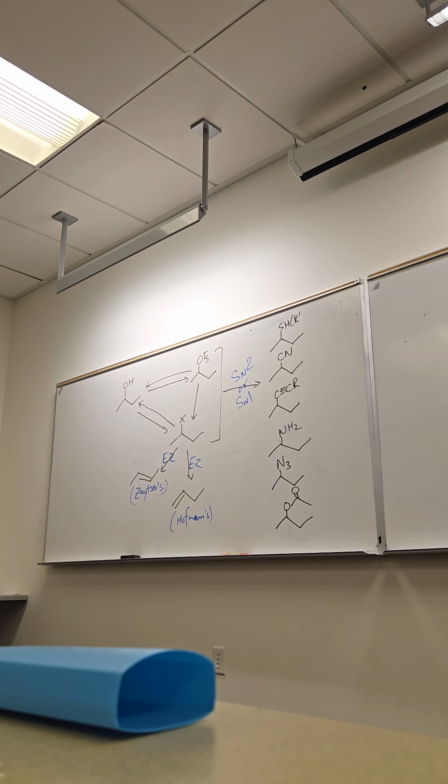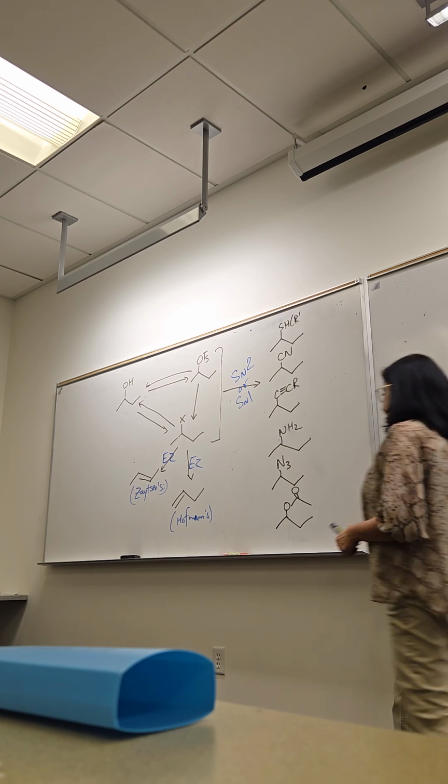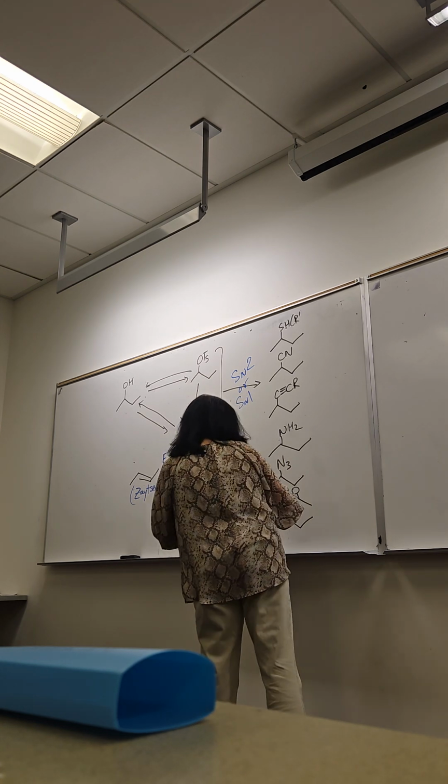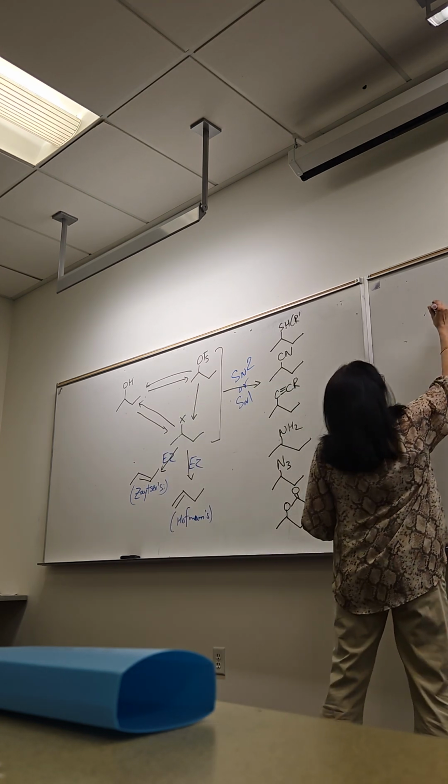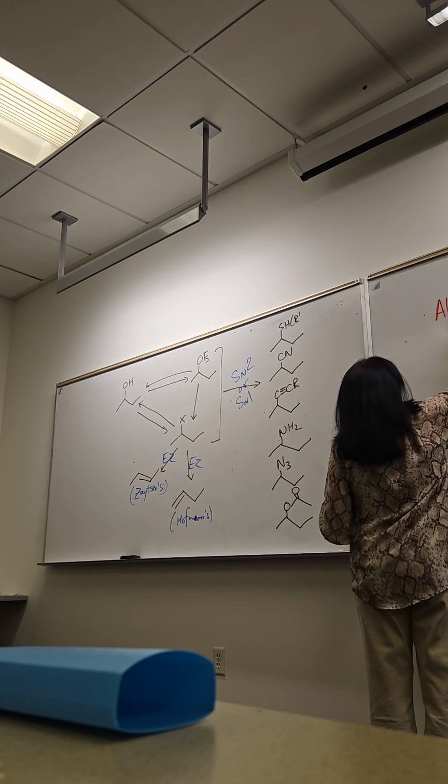Okay, then let's start talking about alkenes. That's chapter 7. What are alkenes, anybody? Hydrocarbons with carbon-carbon double bonds on them. Those are called alkenes.